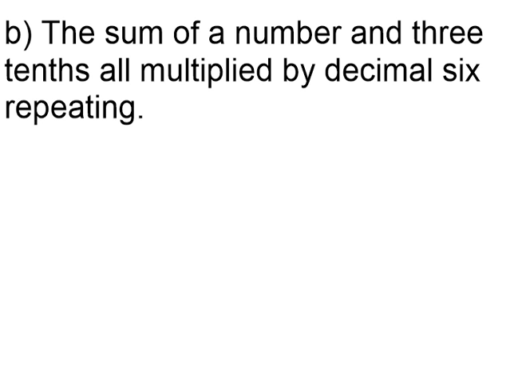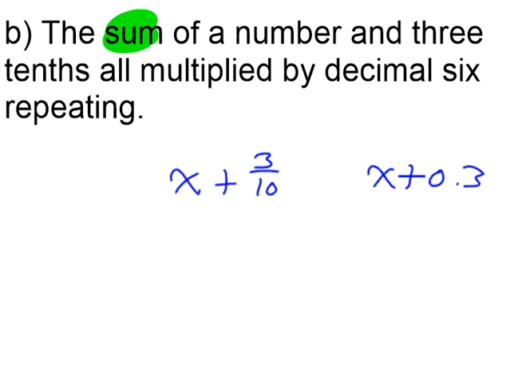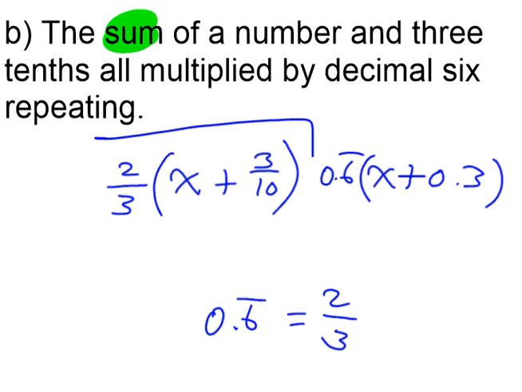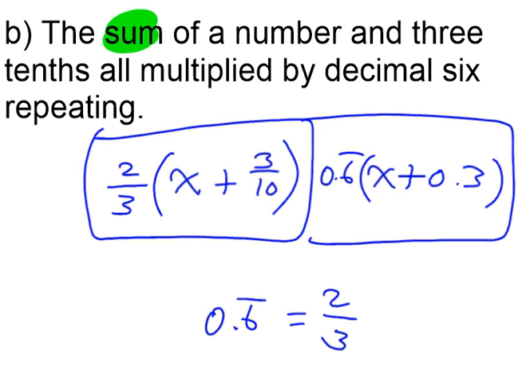And the second question of the writing as an expression says the sum, which of course means addition, of a number and 3/10. So we're going to add a number and 3/10. We can either use this or we can use a number plus 3/10. Either one works. All multiplied by decimal 6 repeating. Now 0.6 repeating as a fraction is 2/3. So because you have different forms, you can either write it like this, which is correct, or like this. Either way is correct.